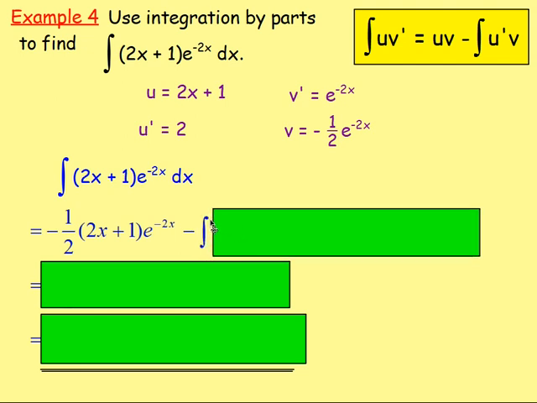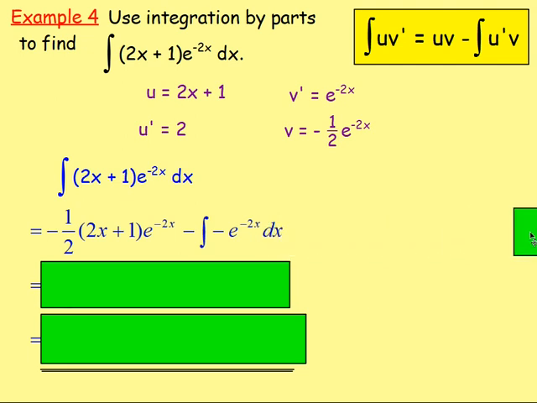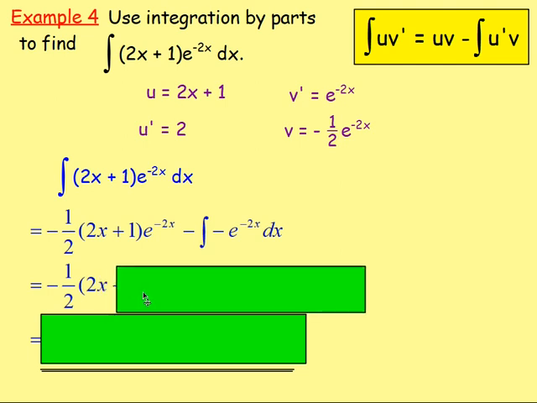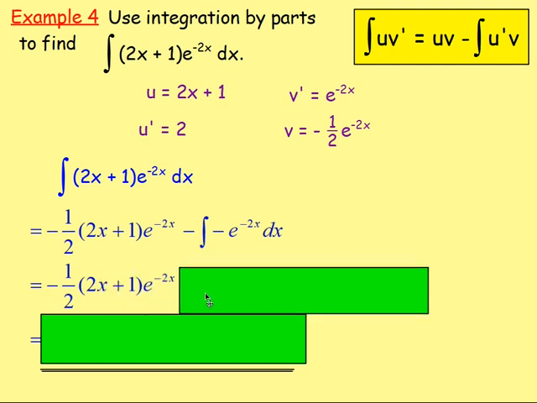So it's the integral of, and if you work this out, you've got 2 times a half, which is just going to be 1. The negative would stay, so it would be negative 1 times e to the power of negative 2x. From there, you've got this negative a half, 2x plus 1, e to the power of negative 2x. Your two negatives would make a plus.